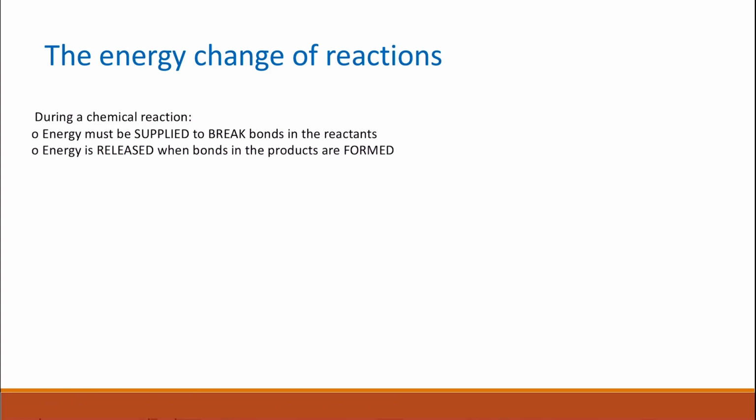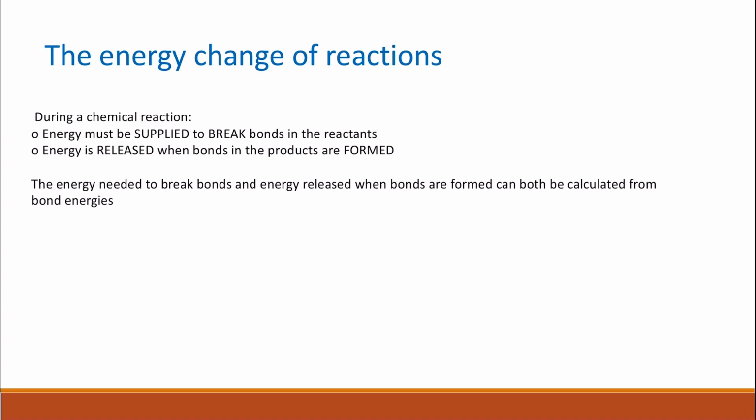And then when bonds are formed during the formation of the product, energy will be released. So breaking of the bonds will need energy to be supplied, and in the formation of bonds, energy will be released. The energy needed to break bonds and the energy released when bonds are formed can both be calculated from bond energy. If you know the bond energies of all the bonds, then you can calculate the energy needed to break the bonds and the energy released to form the bonds.